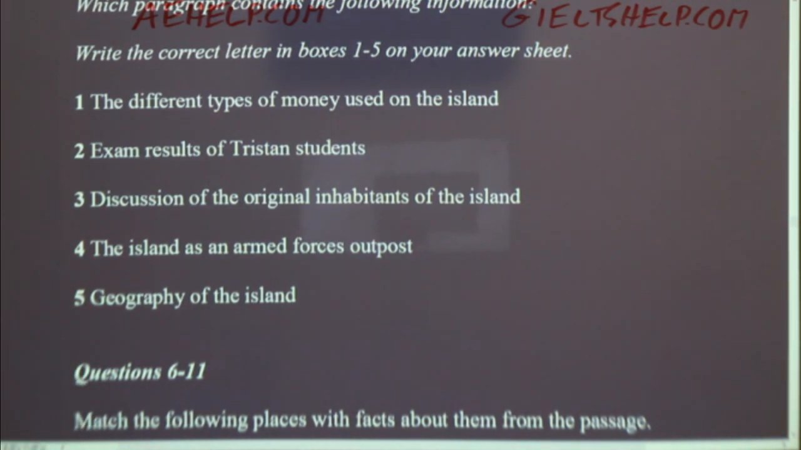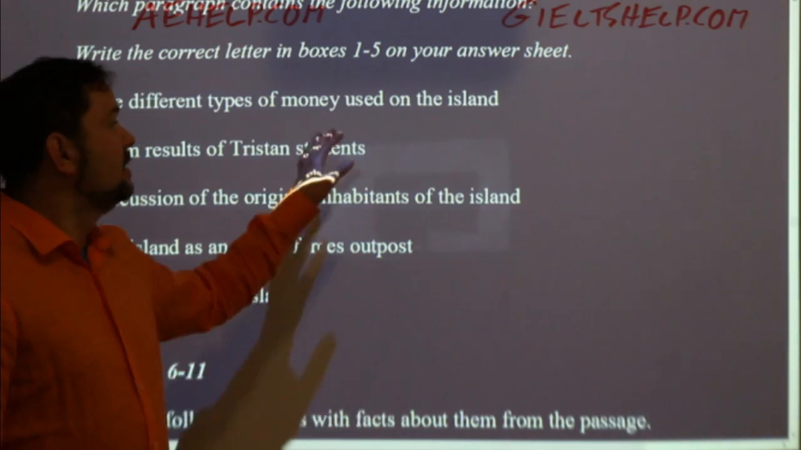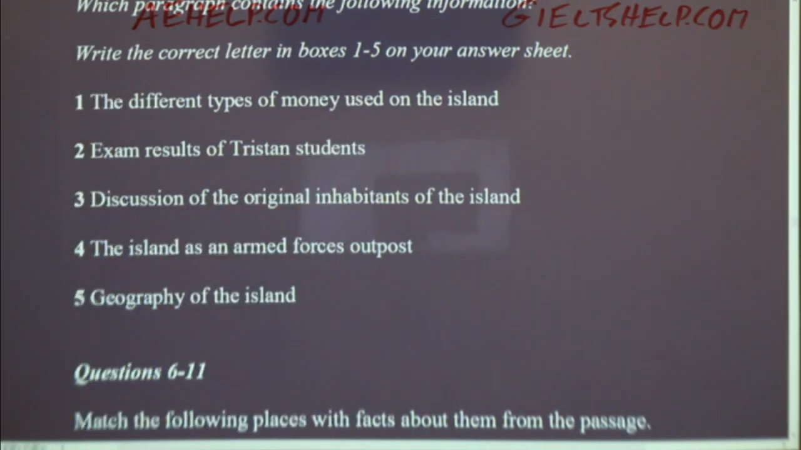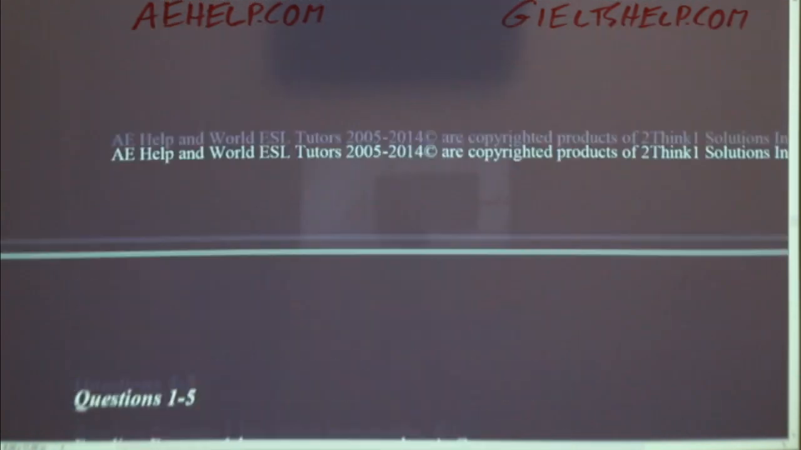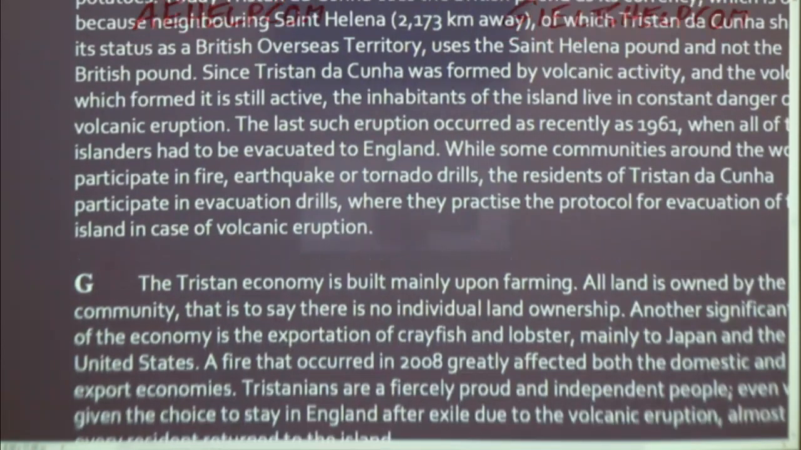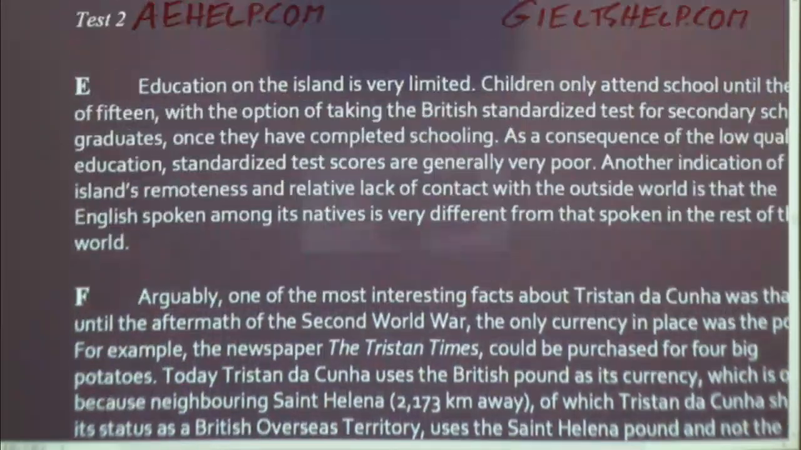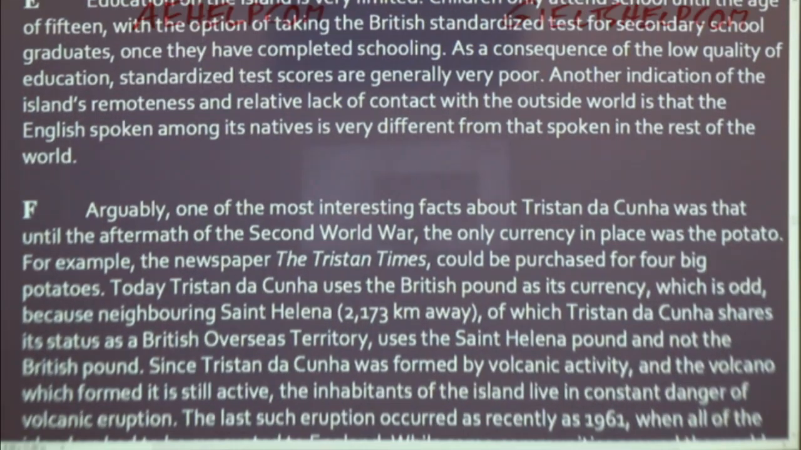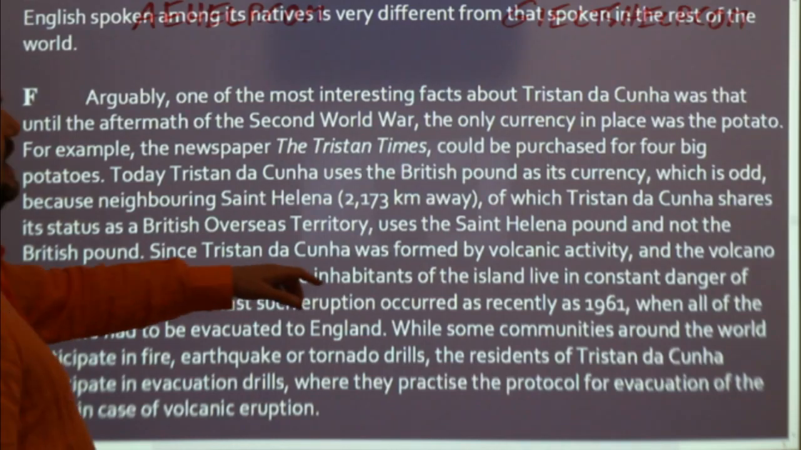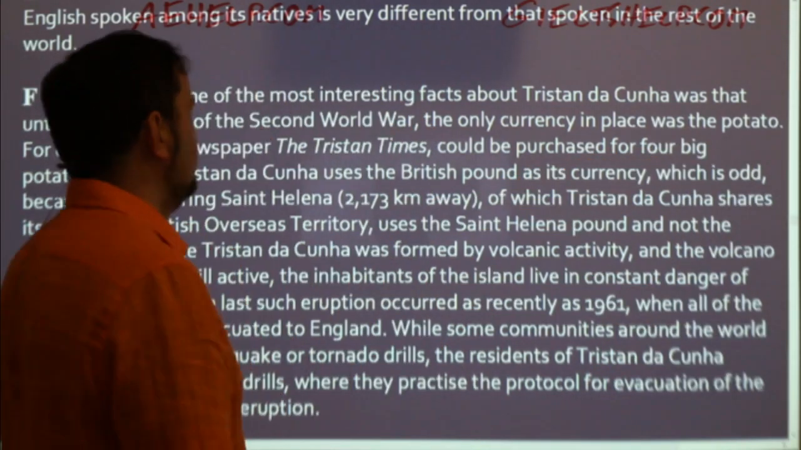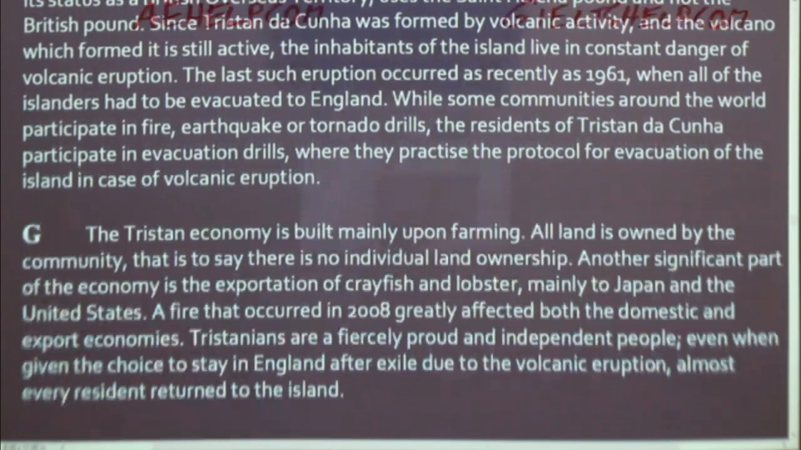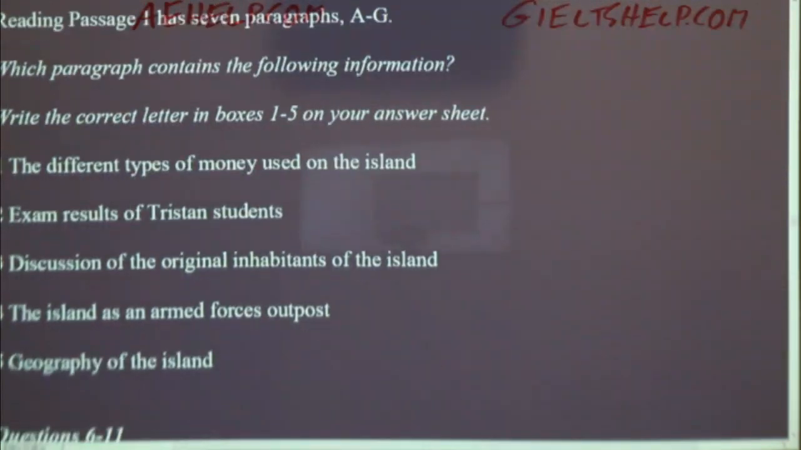Anybody? The different types of money used. Well, that was about potatoes. I remember I read that near the end. I don't have to skim or scan the whole passage. I can just look at the last couple of ones there and see where it is. F, potato. There's the potato. Talking about the potato, the British pound, and so on, so I know that that one's F.